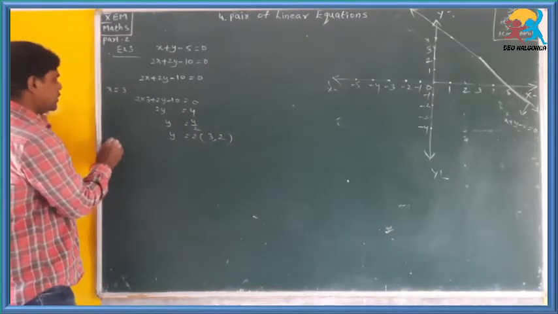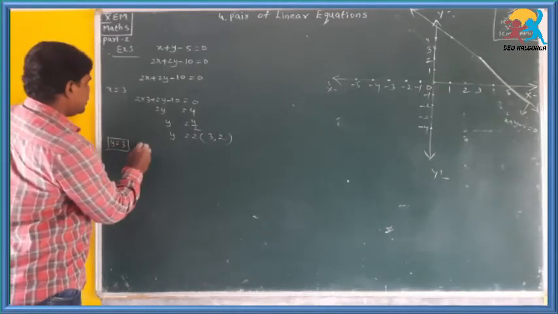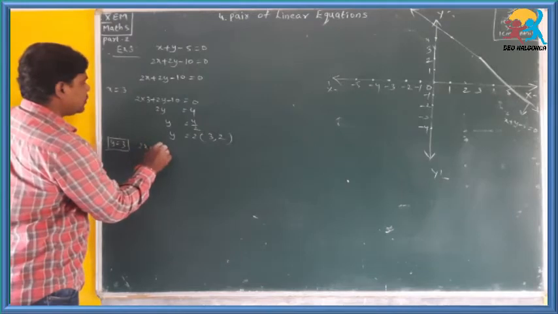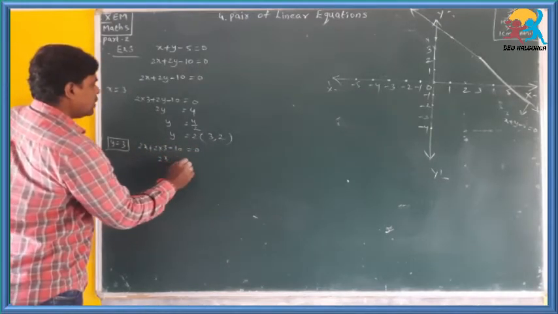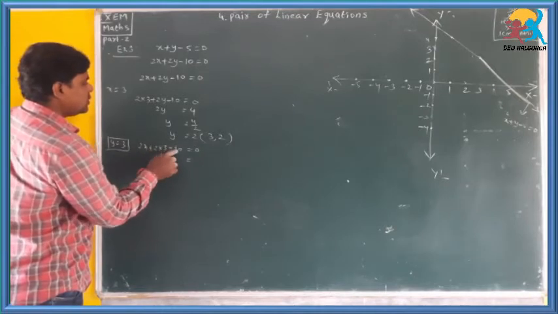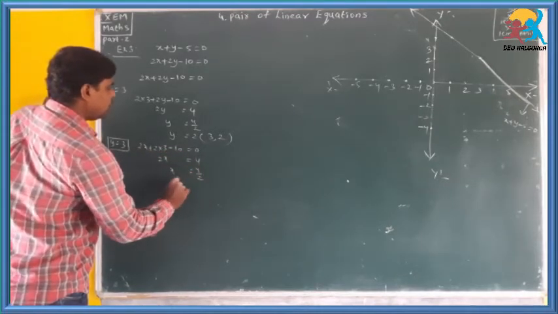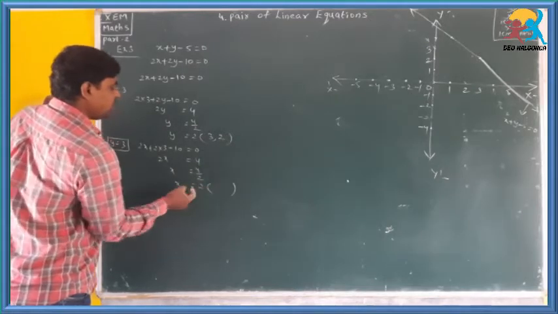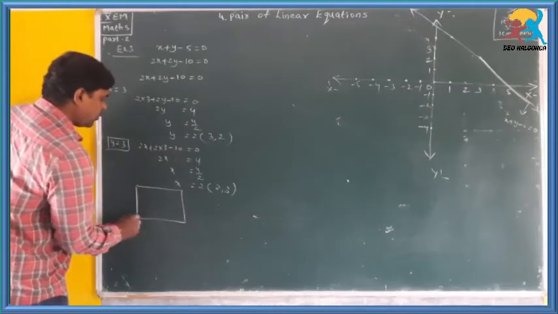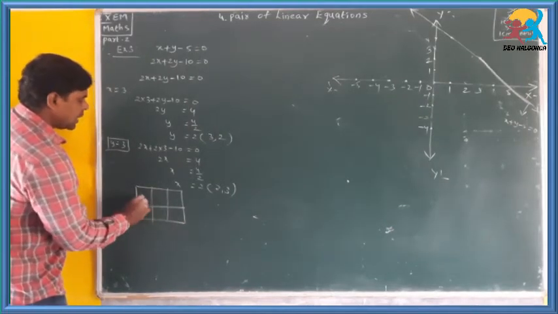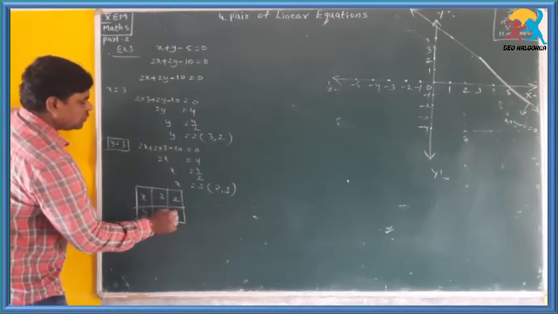Next I would like to take y is equal to 3, then 2x plus 2 into 3 minus 10 is equal to 0. So 2x is equal to 6 minus 10, minus 4, x is equal to 4 by 2. So x is equal to 2. The point will become 2 comma 3. After getting these 2 points, we have to draw a table like this and write x, y: this is 3, this is 2, this is 2, this is 3.